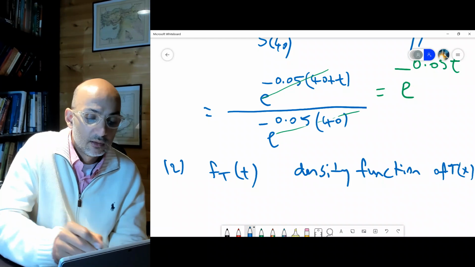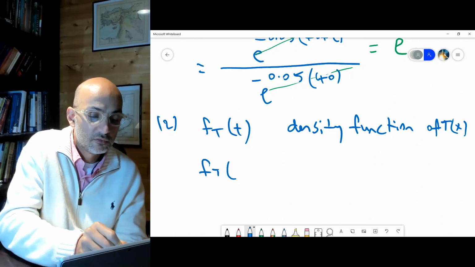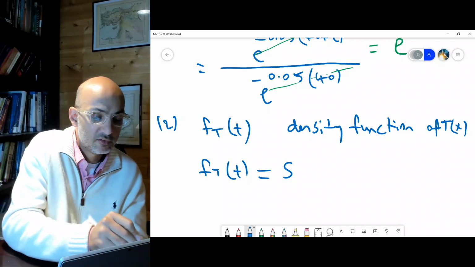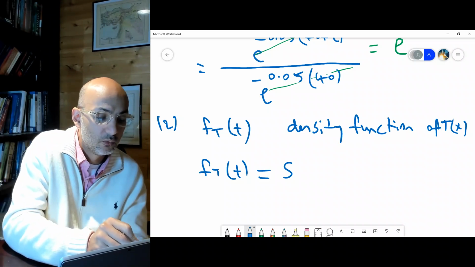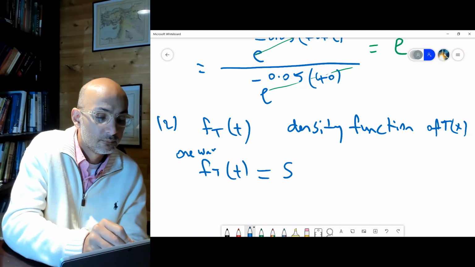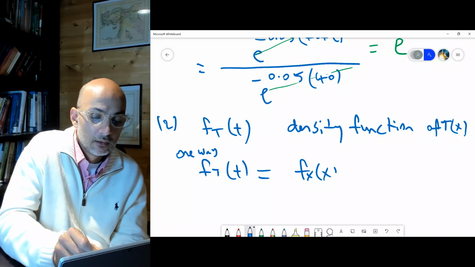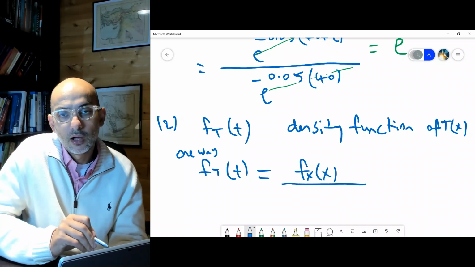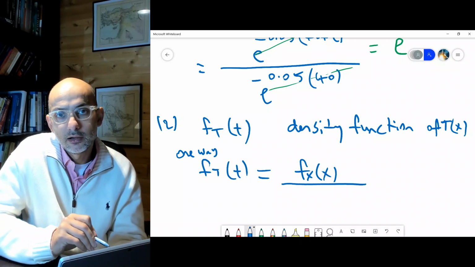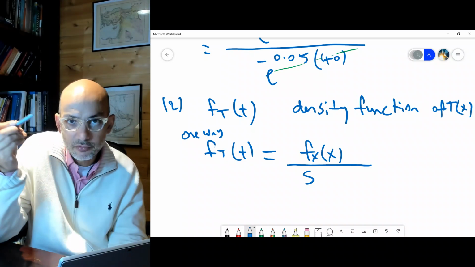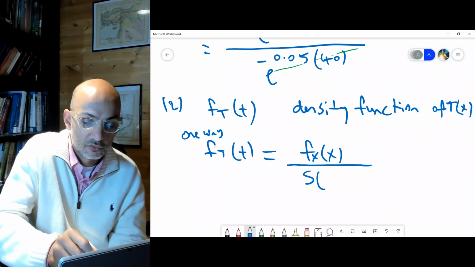What is it? Simple. Remember the definition of f of t. You can do it in a different way, but let's take one way. The definition of it is you take f of x, but because we are dealing with conditional f of t, the remaining lifetime is a conditional probability, then we always need to divide by S of x, given that you survive to age x, which is 40.